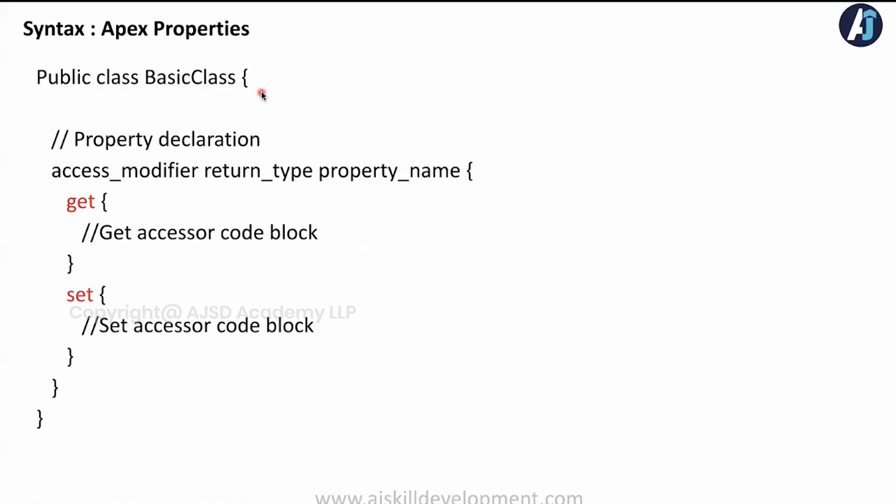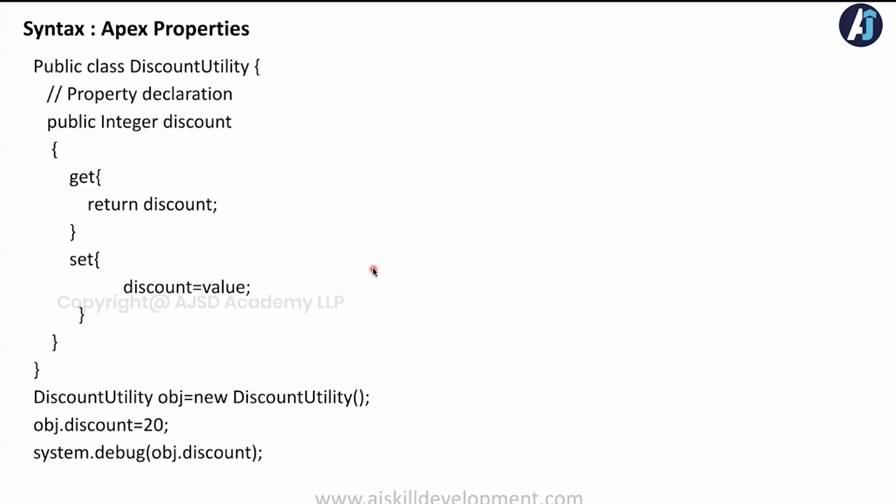This is a simple Apex class. For example, you have a basic Apex class. Inside the Apex class, you will be writing the property. It will have an access modifier, return type, and property name. We have explained this in a detailed way. So let's try to write a simple Apex property and we will understand what an Apex property looks like.